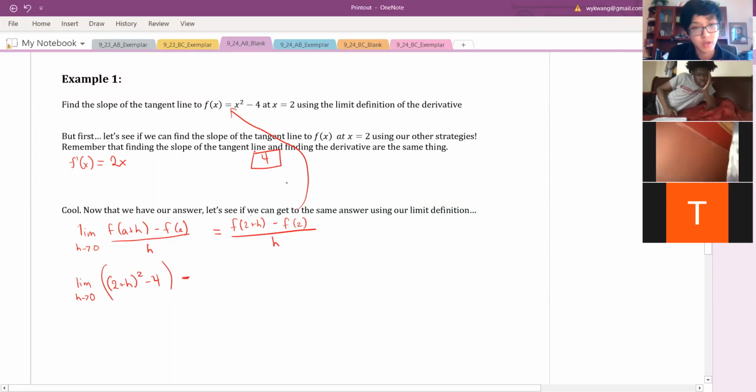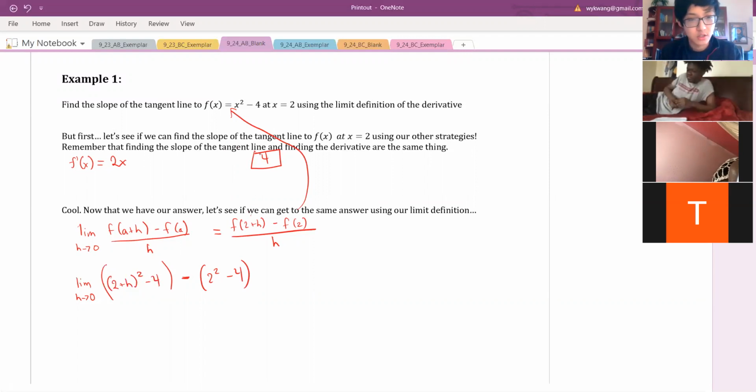I'll just show my work for right now. So I plug in 2 for x, right? So I'm literally going to write 2 squared minus 4. In this first part, I plugged in 2 plus h, so I got 2 plus h squared minus 4. In the second part, I plugged in 2, so I get 2 squared minus 4. Again, I'm literally just taking this equation and plugging in stuff. I'm not even doing anything yet. And you took this a step further by noting that 2 squared is equal to 4, which minus 4 is equal to 0. But I'm just going to leave this here for right now.